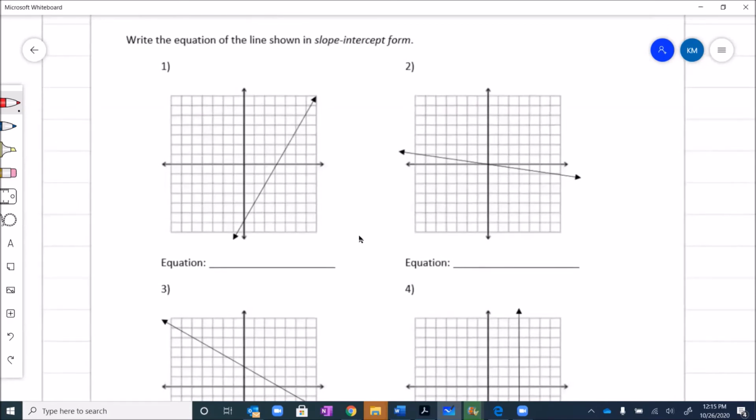So here, I'm going to identify my y-intercept. It's on this line somewhere. Boom, right here. 1, 2, 3, 4, 5, 6. But it's negative, it's going down, so my b is -6.